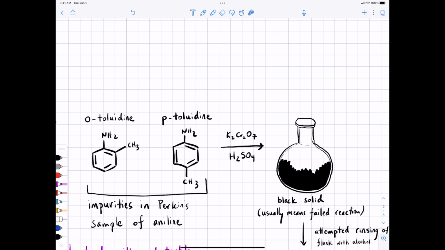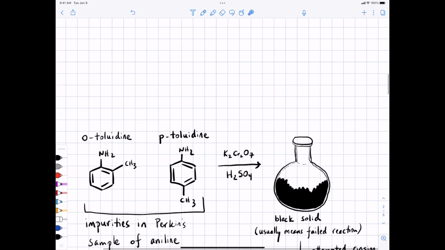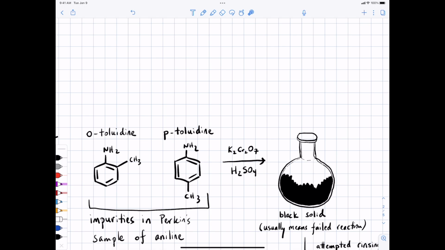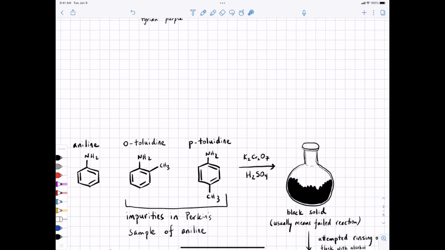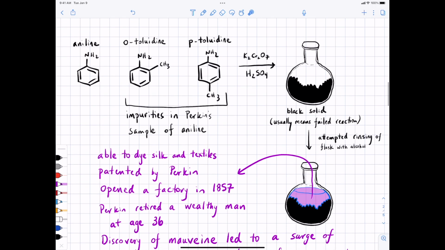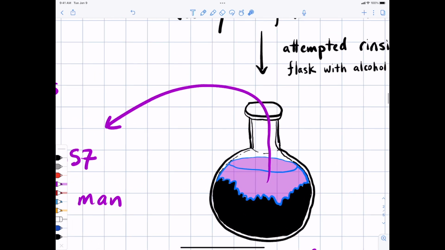Sometimes when that happens, we call it a loss and we just say, okay, I'm not cleaning that out. We'll just have a memorial service and on it goes. So he attempted to rinse the flask out with alcohol, and the liquid turned purple.